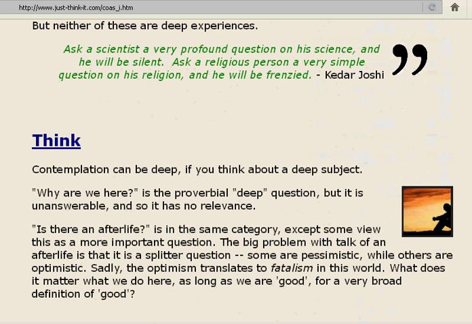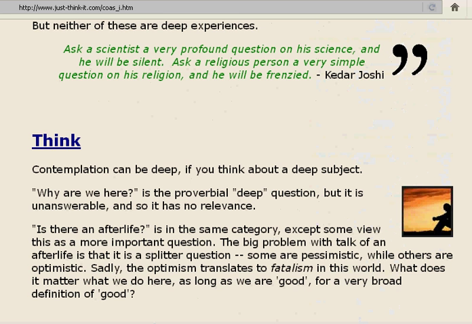Think. Contemplation can be deep, if you think about a deep subject. Why are we here is the proverbial deep question, but it is unanswerable and so it has no relevance. Is there an afterlife is in the same category, except some view this as a more important question. The big problem with talk of an afterlife is that it is a splitter question. Some are pessimistic, while others are optimistic. Sadly, the optimism translates to fatalism in this world. What does it matter what we do here as long as we are good, for a very broad definition of good?